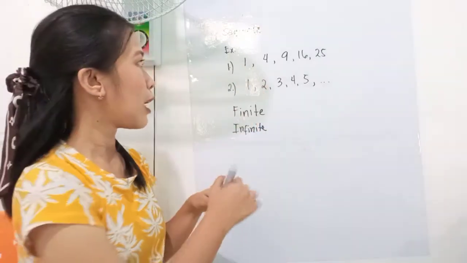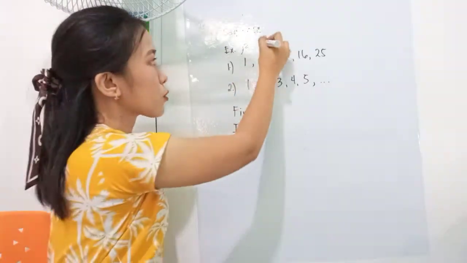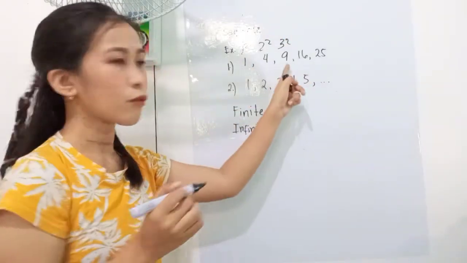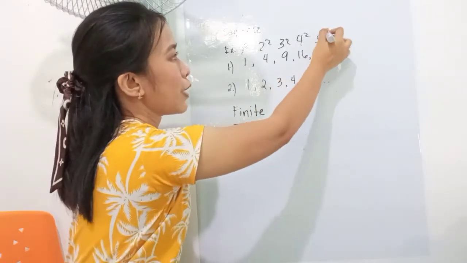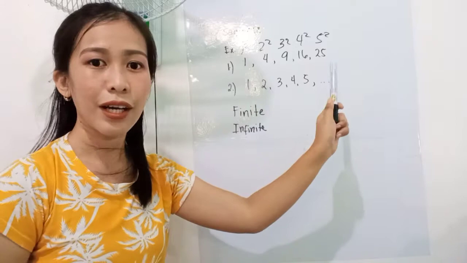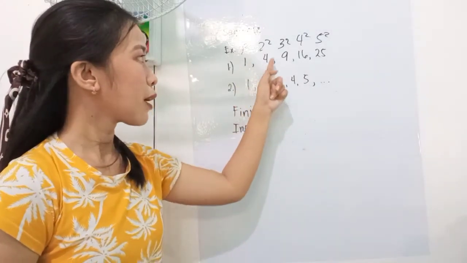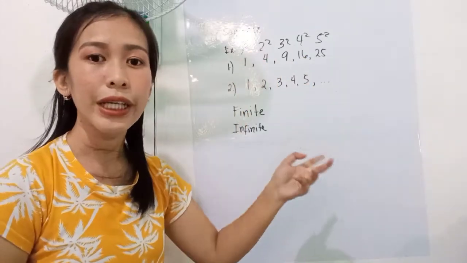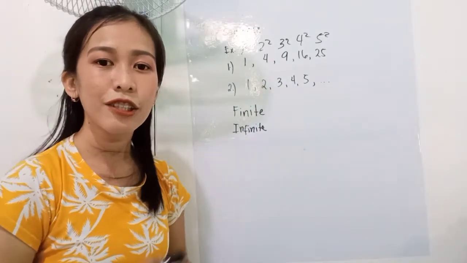Why? Because 1 square is equal to 1. 2 square is equal to 4. 3 square is equal to 9. 4 square is equal to 16 as well as 5 square is equal to 25. And that is the rule in this set. Okay? Yan yung rule ng set na yan. Nakukuha natin yung second term, third term, and fourth term by means of squaring the number or the number of terms. Okay? Ganun lang siya kasimple.